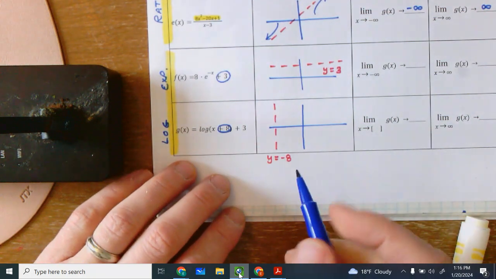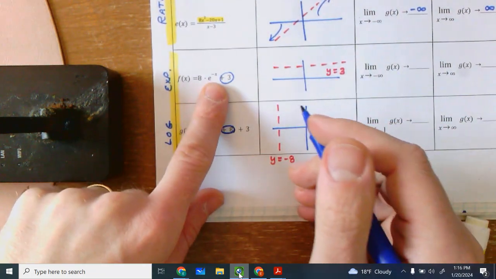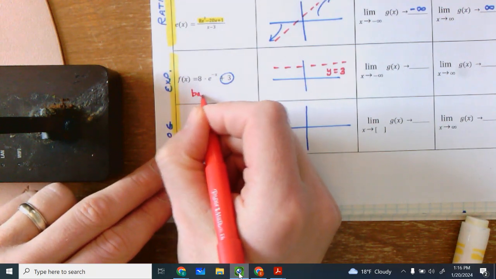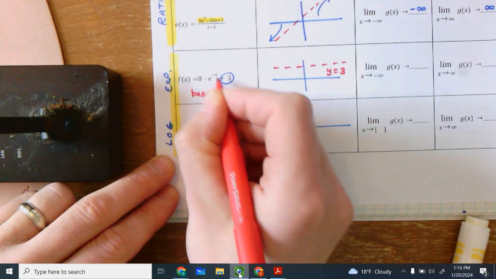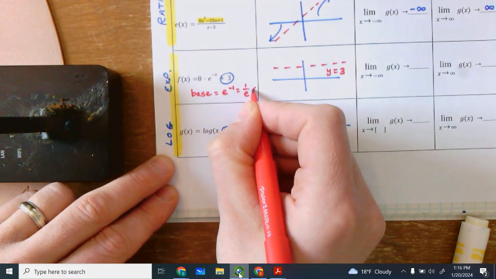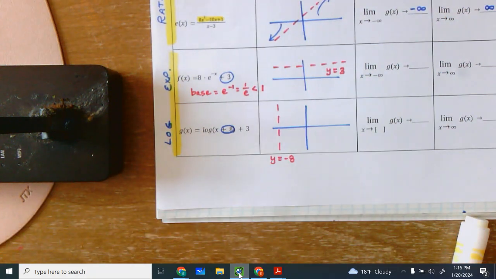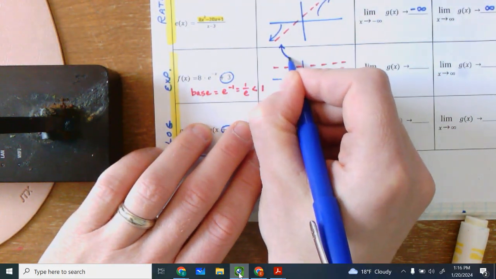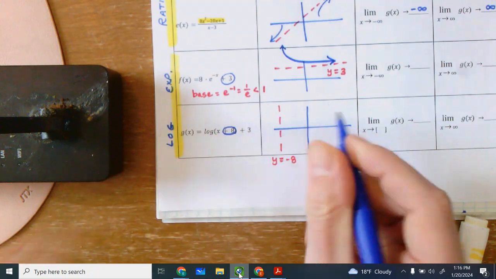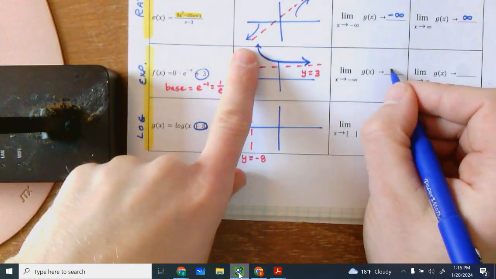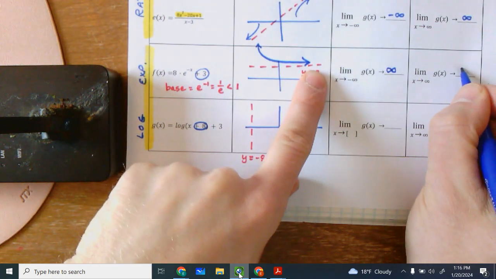All right. From there, let's do the exponential first. See that our base is e to the -1, which is 1 over e. And that is smaller than 1. And that tells us that this thing is going to decay. So our graph will look something like that. And now that we know that our graph is decaying, we can say that the left side's going to infinity and the right side is approaching 3.